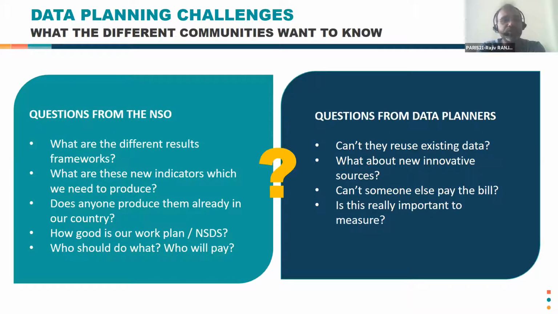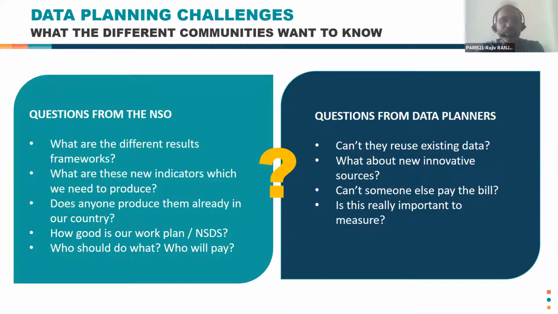So what questions do we see mostly from the producer side or National Statistical Office side? We see questions like, what are the different results frameworks? That means, does the country have a national development plan, for example, and what are the indicators in the national development plan that we need to produce the data for? What are the new indicators which we need to produce? That means that these results chains or results frameworks, which are meant to provide a logical sequence of results, do they have indicators for measurement? And at what level of granularity do we need to produce such figures?